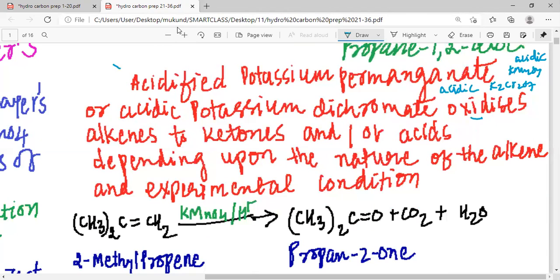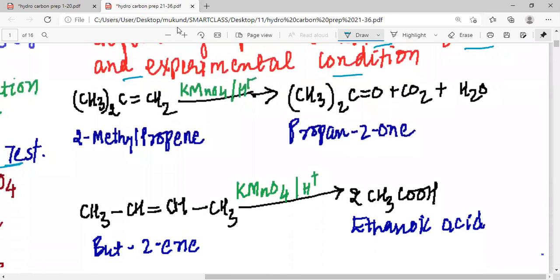They oxidize the alkenes to ketones and/or acids depending upon the nature of the alkene and experimental conditions. So please remember, my dear students, that when alkenes react with either KMnO4 or K2Cr2O7, we can get either an acid as a product or a ketone as a product. Let us see what happens.